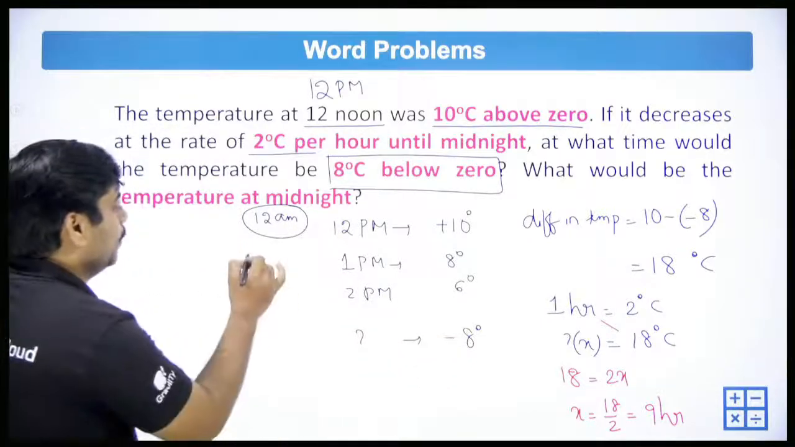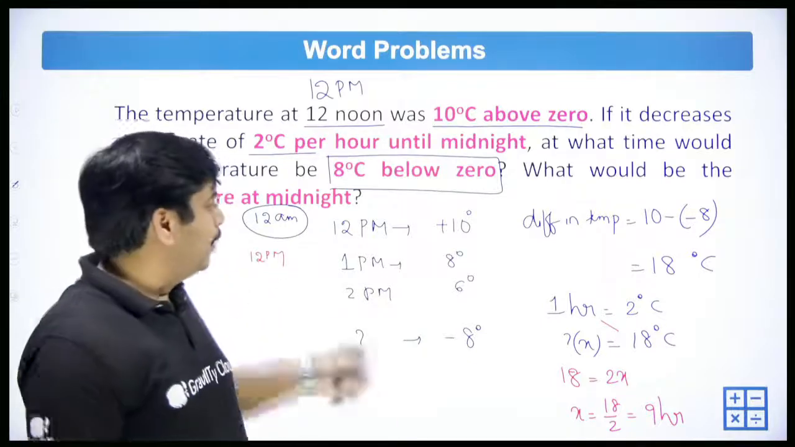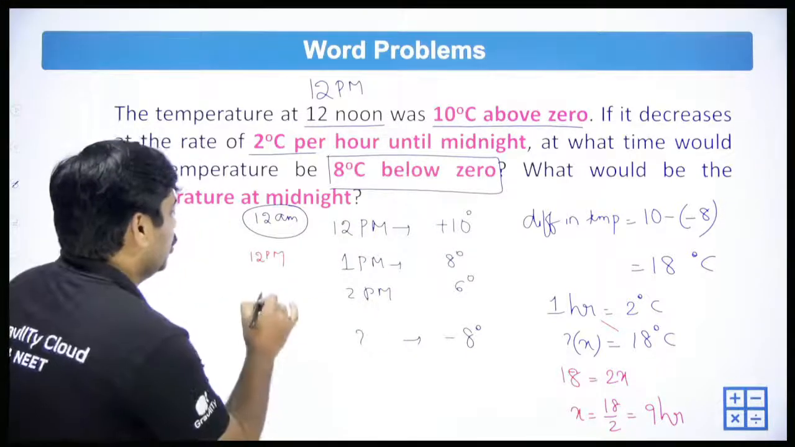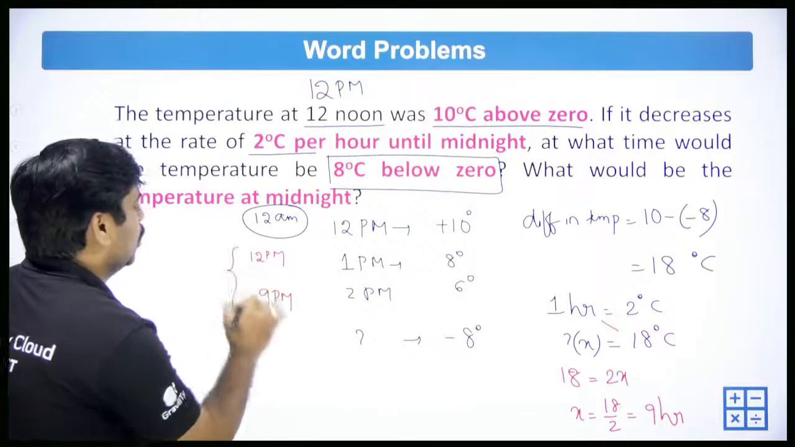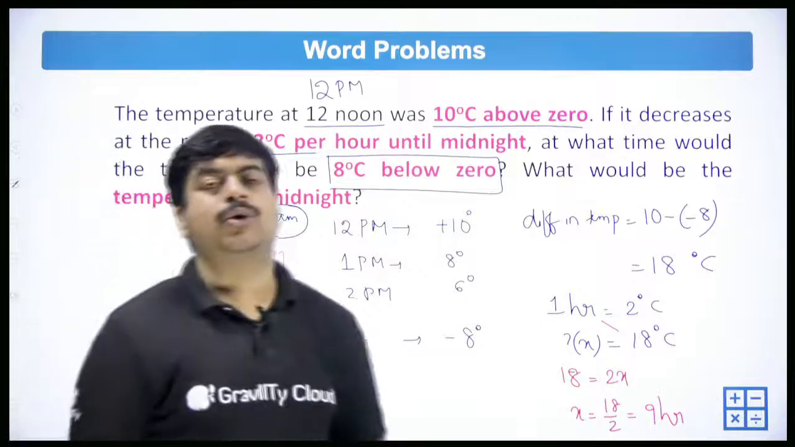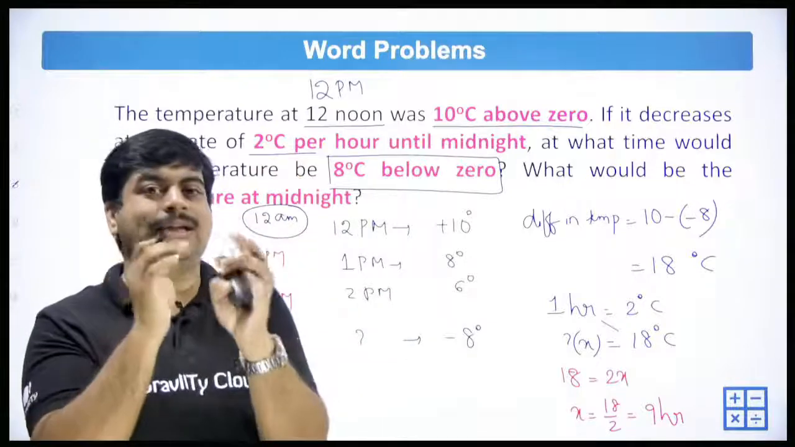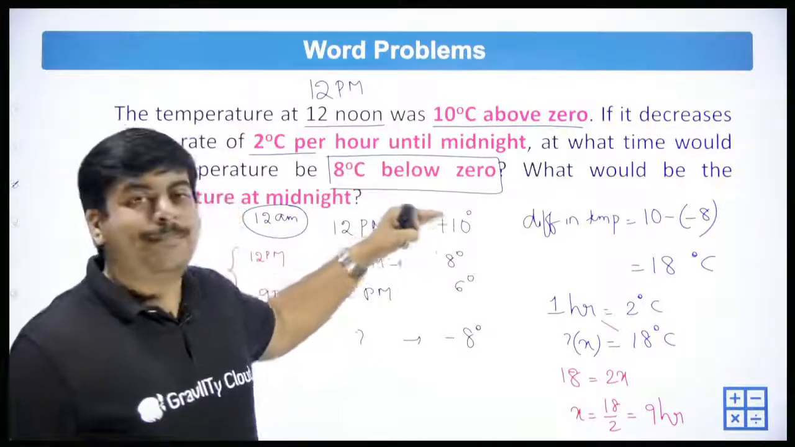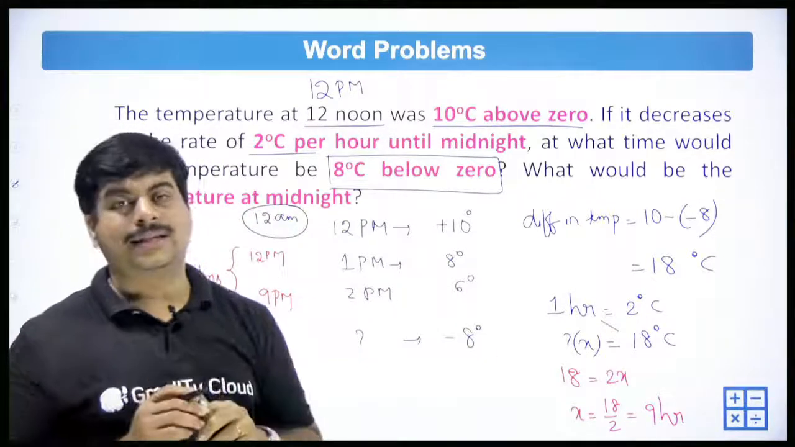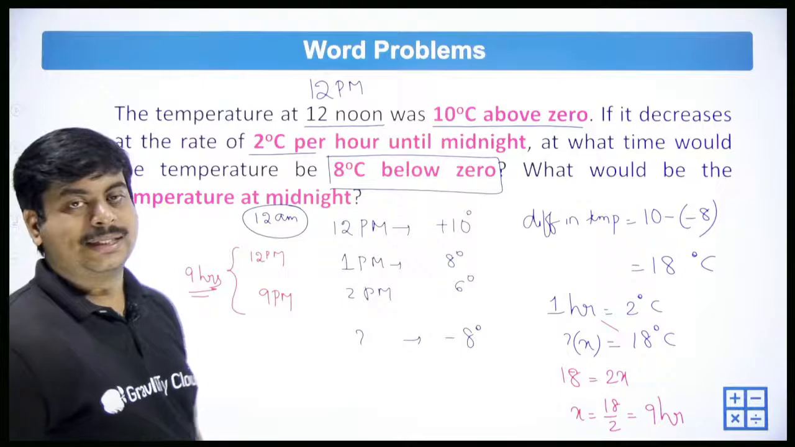So starting from 12 p.m., if you go for 9 hours, where do you stand? From 12 p.m. to 1 p.m., 1 hour. To 2 p.m., 2 hours. To 3 p.m., 3 hours. That way, to 9 p.m., this is a total of 9 hours. In those 9 hours, it will decrease by 18 degrees in total. But the initial point is plus 10, so it will reach a final of minus 8 degrees. So at 9 p.m., the temperature will be minus 8.